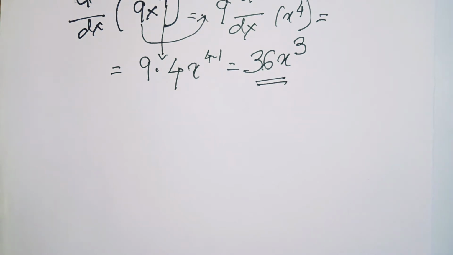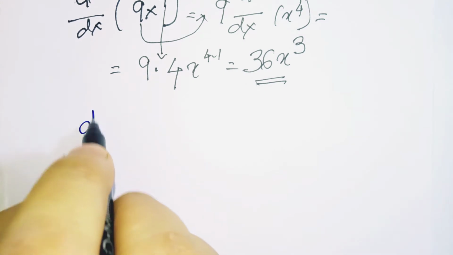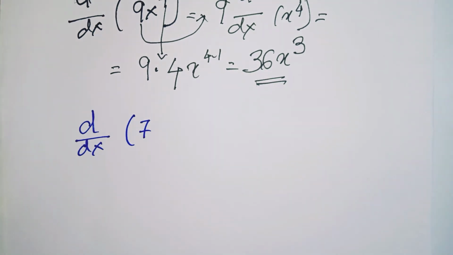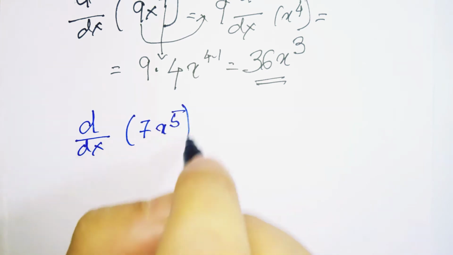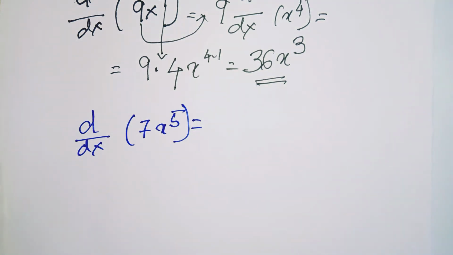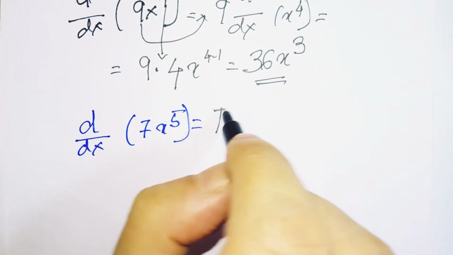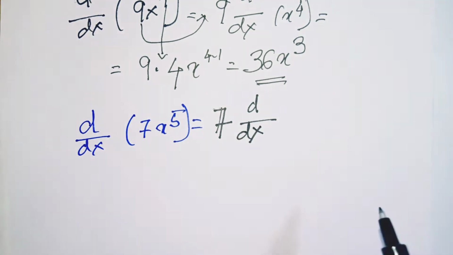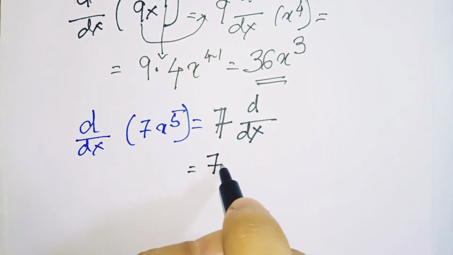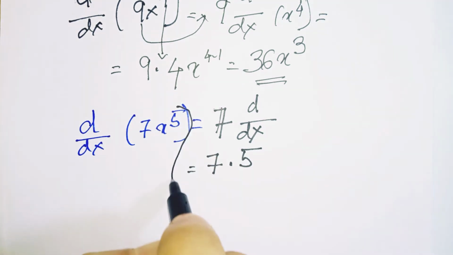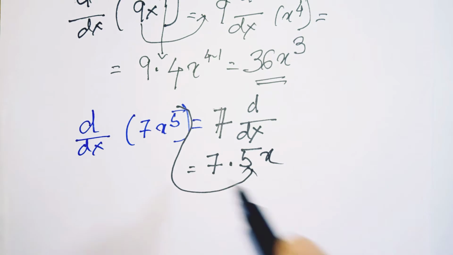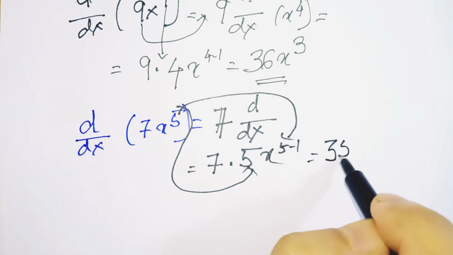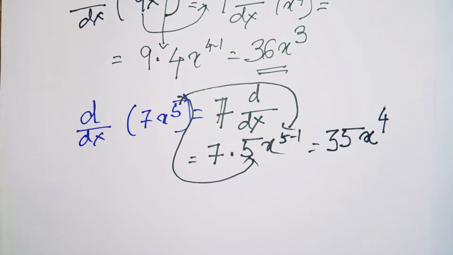Similarly, if we want to proceed further and take the derivative d by dx of 7x raised to the power of 5, how do we solve it? We take 7 right at the beginning, then we do the d by dx. So eventually we take 7, then we take 5, this power comes over here, then we write the x, and the power is further reduced to 5 minus 1. So we get the answer as 35x raised to the power 5 minus 1, which is 4.